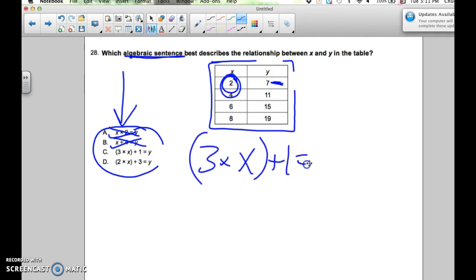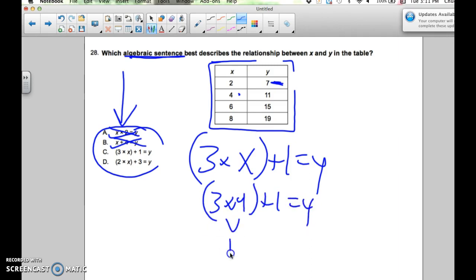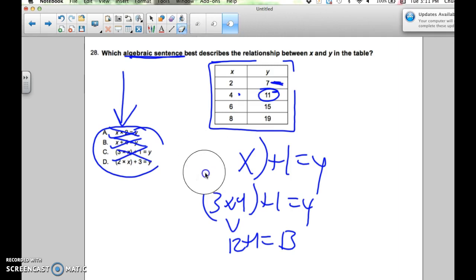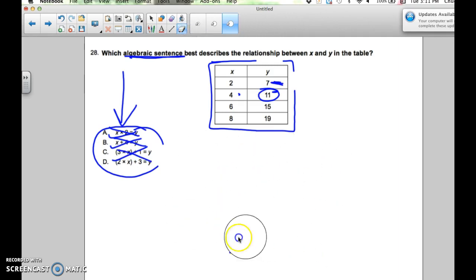Plus 1 equals y. So we tried our first one. Let's try our second number. Let's substitute the 4 in. 3 times 4 is 12, plus 1 equals y. That is 12 plus 1 equals 13. And that is not what we have here. So that one's wrong. I'm going to tell you what. If I work through this last one and it's not right, I'm going to lose my mind.